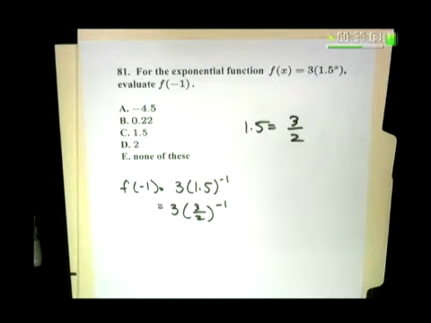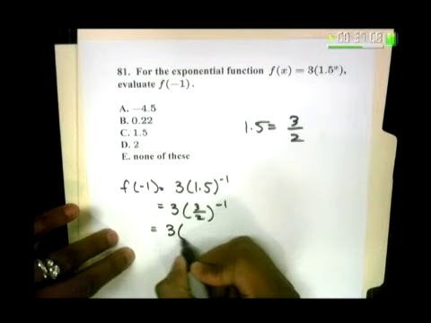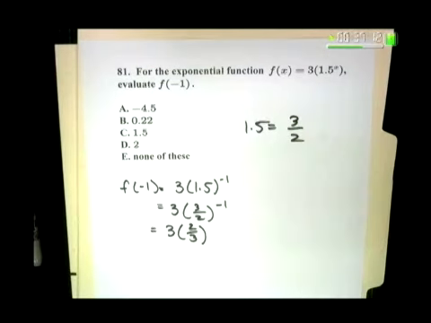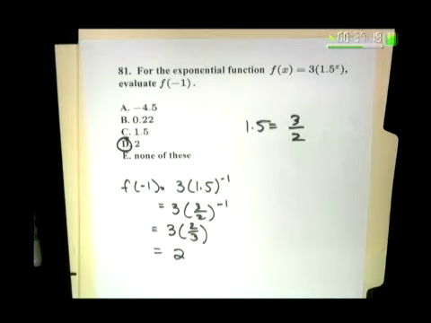Okay? And so 3 halves raised to the negative 1 is what? 2/3. It's the reciprocal. And so then I have 3 times 2/3, which is just 2. So D.